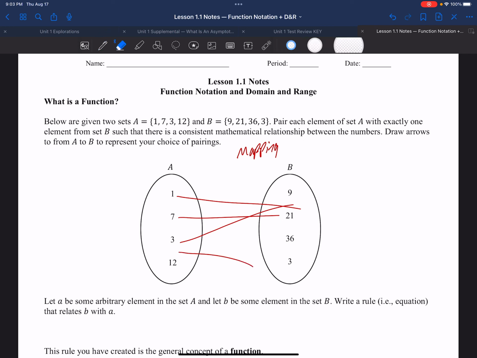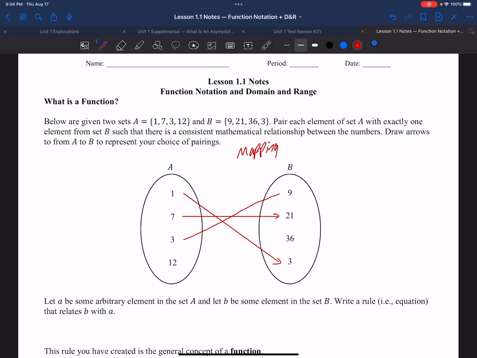Something like this. Anyway, so I might say, okay, let's map 1 to 3, right? Let's map 1 to 3. Let's map 7 to 21. And we'll map 3 to 9. And we'll map 12 to 36, like so, okay?